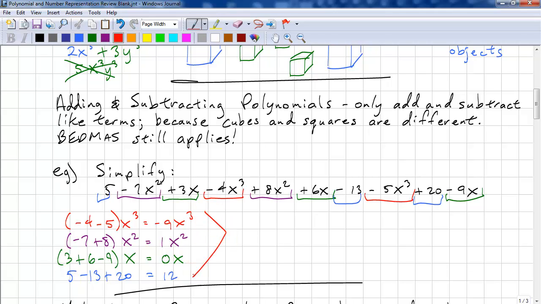And we write this as one statement. This is minus 9x cubed plus x squared. 1 times anything is the anything, so we don't have to write the 1. Plus 0x, that's just 0. So again, we don't have to write that term. And plus 12.